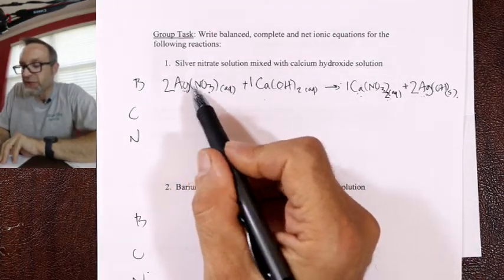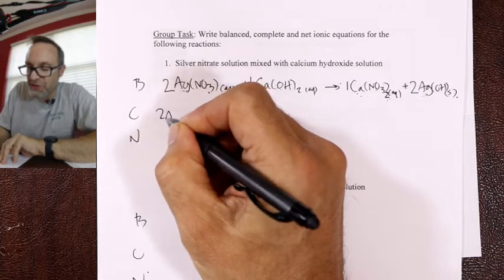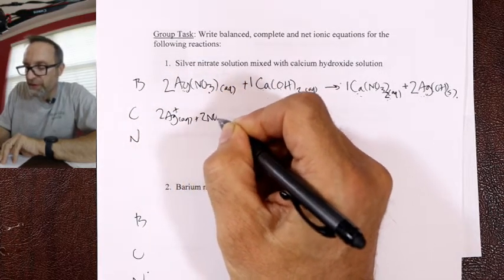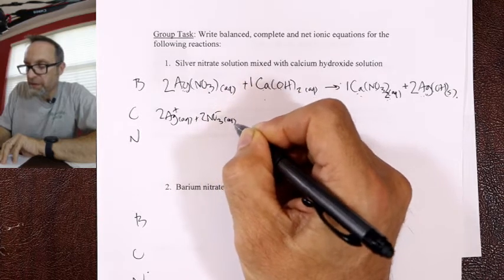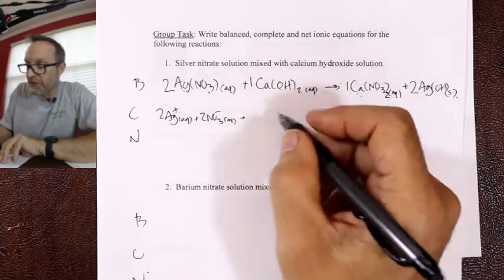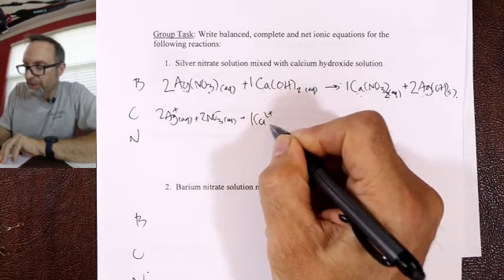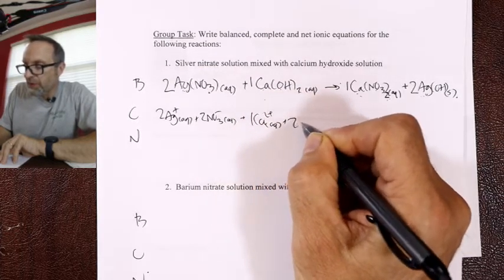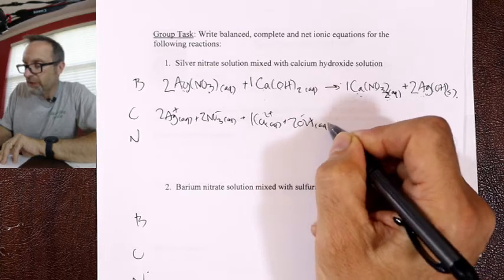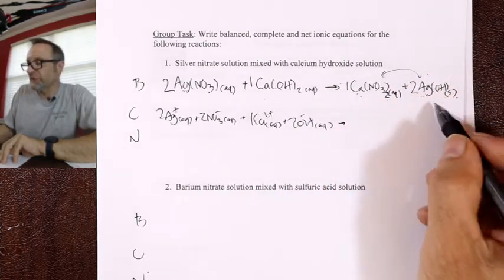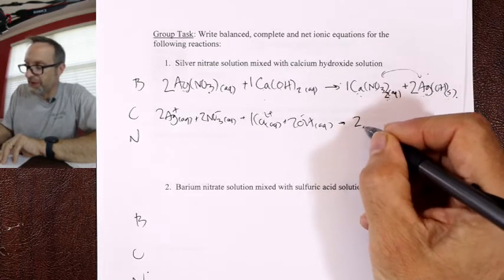So that's AgNO3 twice, so that's 2Ag+ plus 2NO3-, plus one calcium hydroxide. So that's one Ca2+ aqueous, two hydroxide aqueous. Turns into, that was an aqueous. Normally we'd switch the order. Traditionally you put the solid first. Now maybe I'll do that.